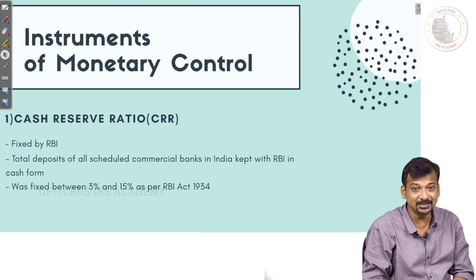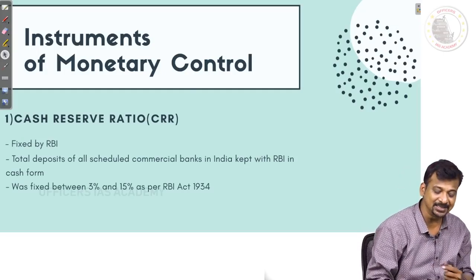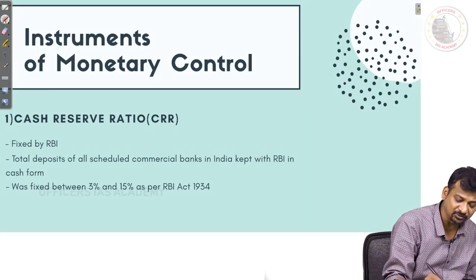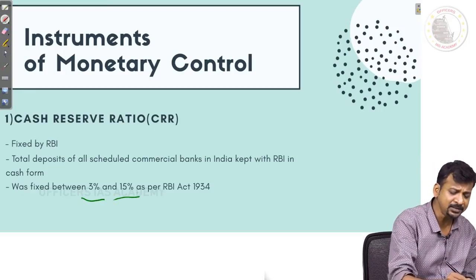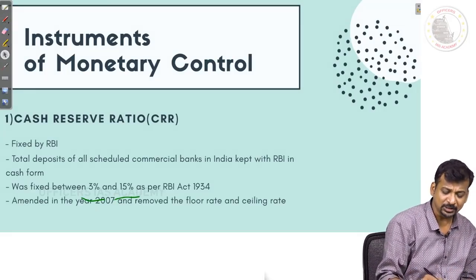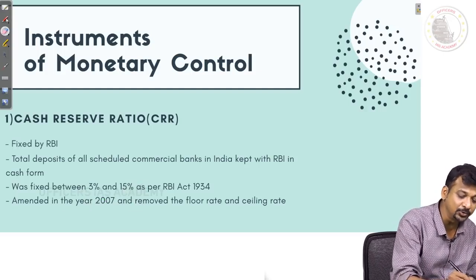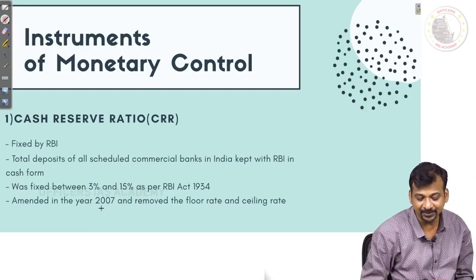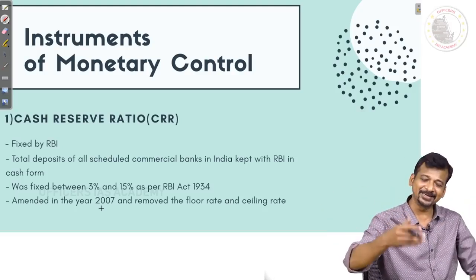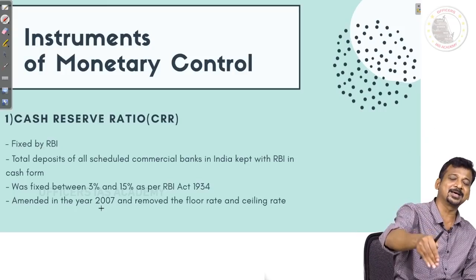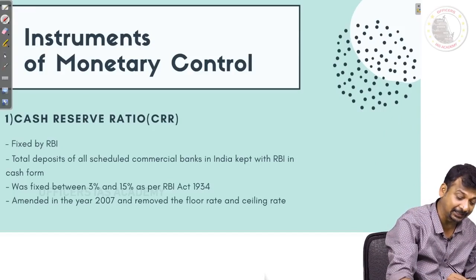Initially, there was a floor rate and a ceiling rate. The floor rate was 3%, the ceiling rate was 15%. However, as I told you, this concept of floor rate and ceiling rate was removed in 2007, so there is no more floor rate, no more ceiling rate. So technically now RBI can reduce CRR even to 1% or increase CRR even to 30%.